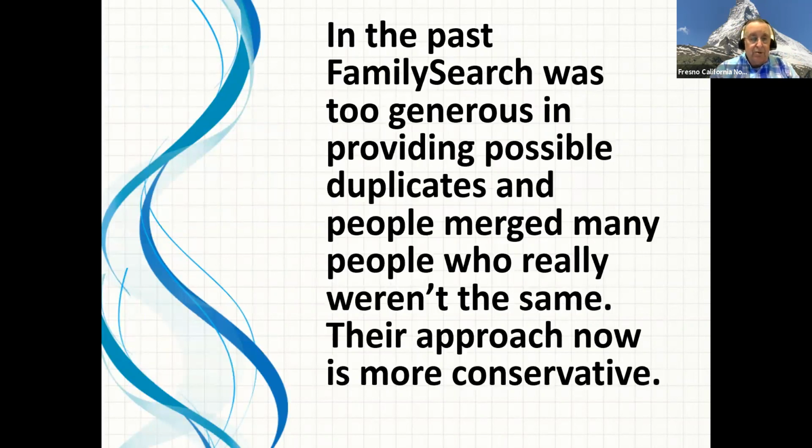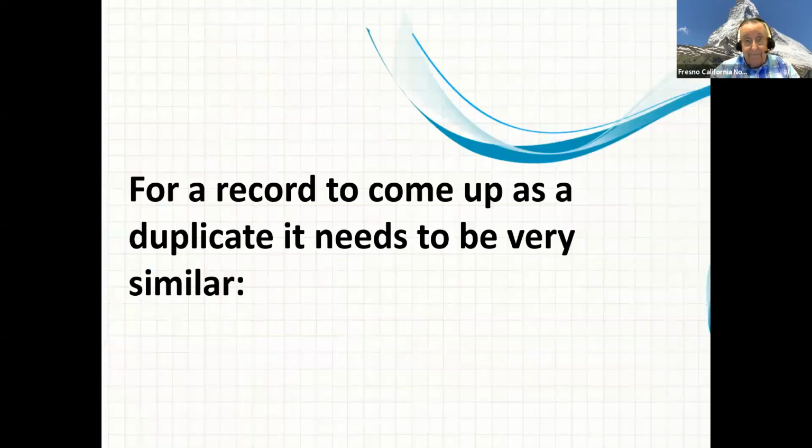In the past, FamilySearch was too generous at first, back in the days of New FamilySearch. They gave you everything that was even remotely possible. That caused a lot of problems with a lot of bad merges for people that really weren't related, but the user said, FamilySearch said they're duplicates, I'm going to merge them. So FamilySearch backed off, and they made it a more restrictive environment for what they offer as duplicates. And now we have the opposite problem, where it'll say there's no duplicates, and there really are duplicates out there.